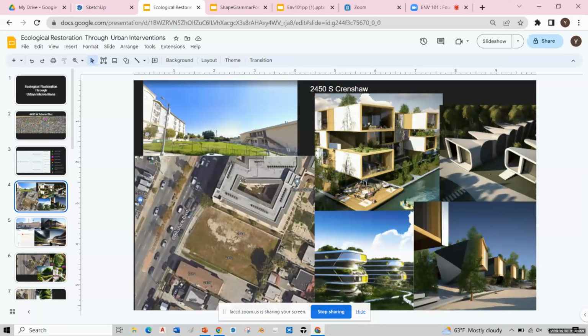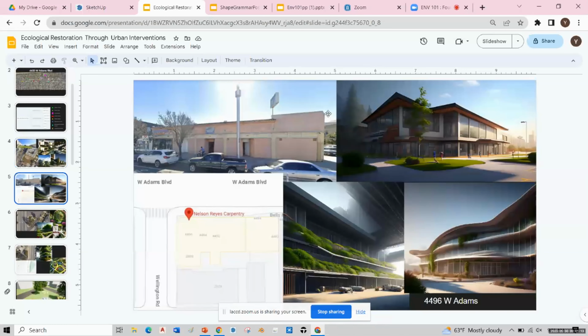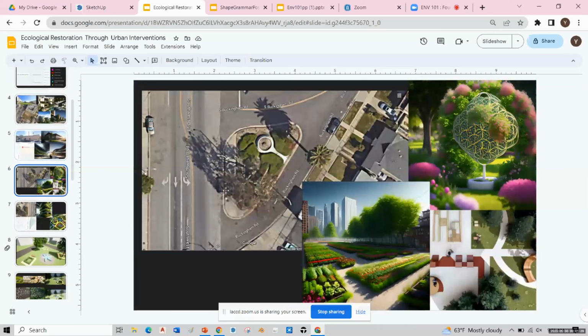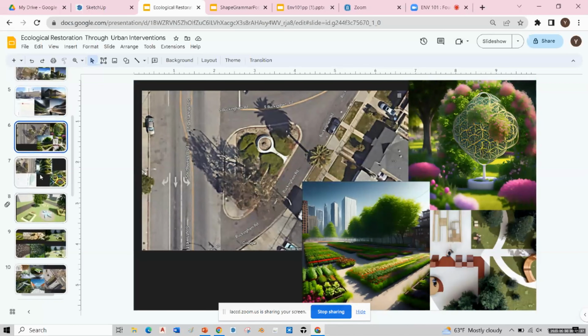This is one of the locations I picked and some of the projects. This will be good for multi-unit or tiny houses. This is another location I picked where it could be a facade restoration or an addition to the second floor. And this will be clinics on top. This is another location which could be a pocket park, and some examples using an AI as well.